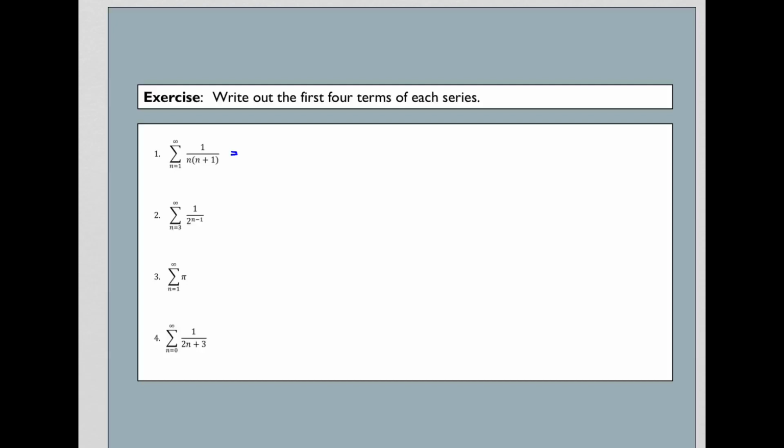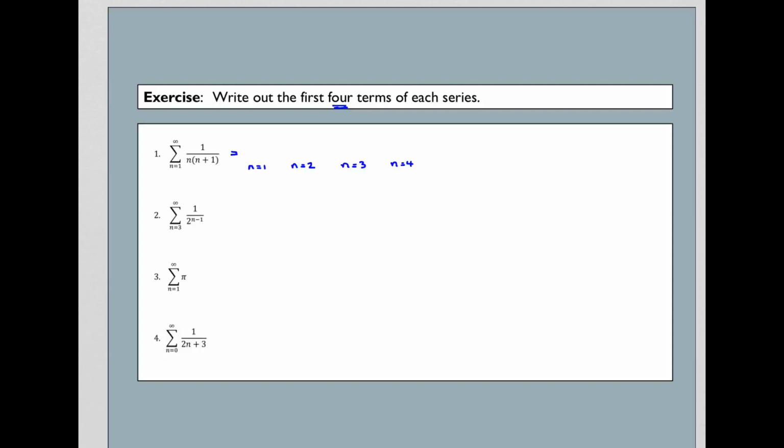Now, writing out an infinite summation is very similar to writing out an infinite sequence. The big difference is, instead of commas, we have pluses in between. So we're going to list out our terms. The first term is going to be when n is 1. The second term will be when n is 2. And then n is 3. And then n is 4. It would keep going on to infinity, but we're just going to write out the first 4 terms.